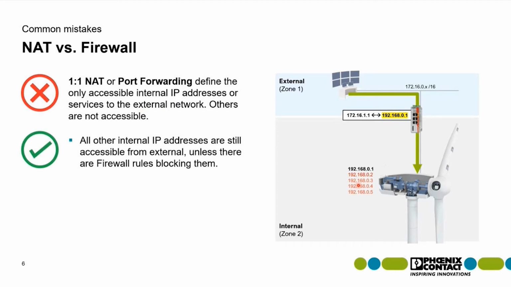But the truth is that in this case, for example, I only have one rule in my NAT table, from the external IP address mapping to my internal IP address, which is .1. So people think that, okay, only .1 is accessible from the external. But the truth is, if you do not have a firewall to block all the other traffic, all these .2, .3, .4, all these other devices are still accessible from the external, because NAT is not a firewall. NAT only does address translation.